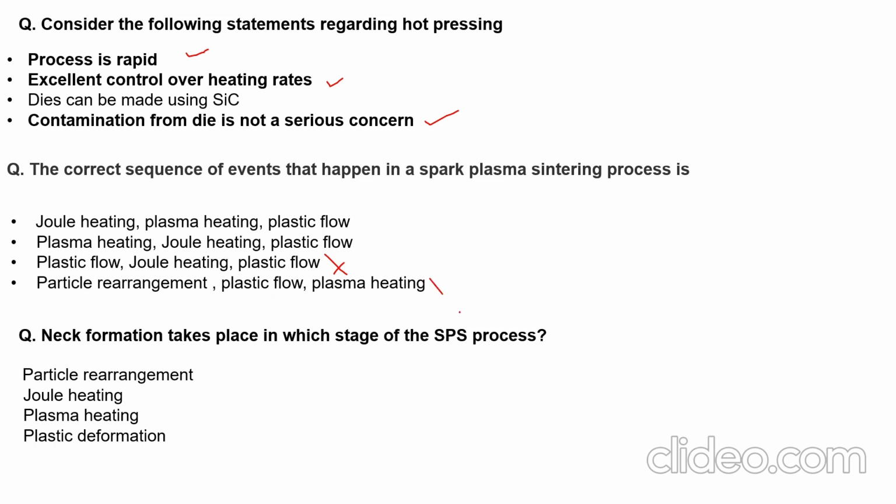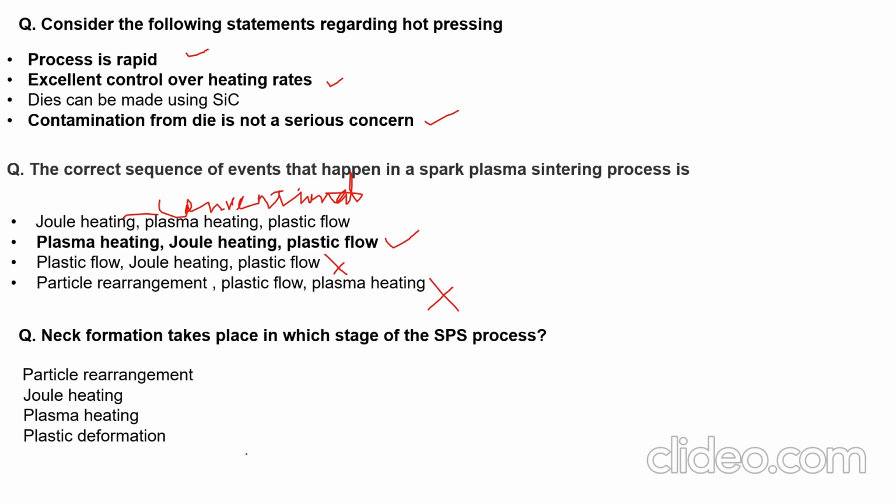This is also wrong. So, out of the first two, there is always plasma heating that happens first, and then the Joule heating and plastic flow. Joule heating does not occur first, because then it will be similar to your conventional heating, right? If your Joule heating occurs first, then it is similar to your conventional heating. Okay, so the plasma heating occurs, and then Joule heating occurs.